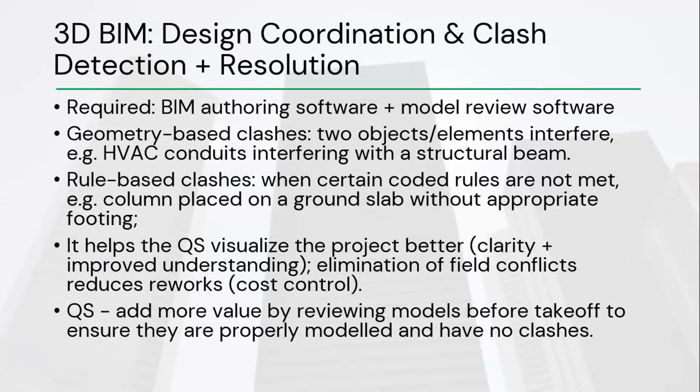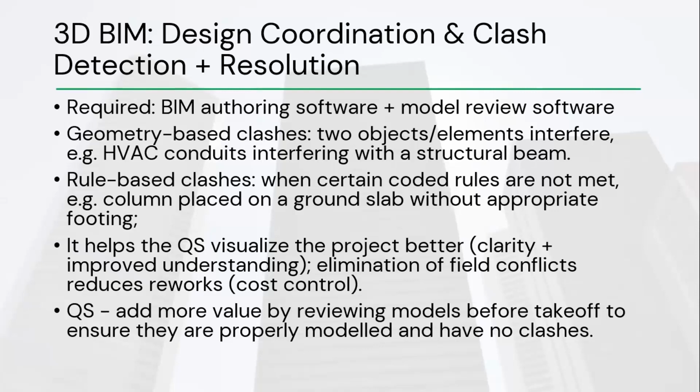There are also rule-based clashes. In this case, you code certain rules that your design should meet. For example, if you find in the model a column placed on the ground slab without an appropriate footing, you know very well that there's a clash there, because the slab is not able to take the loading from the column. So the column needs to have a footing for that.